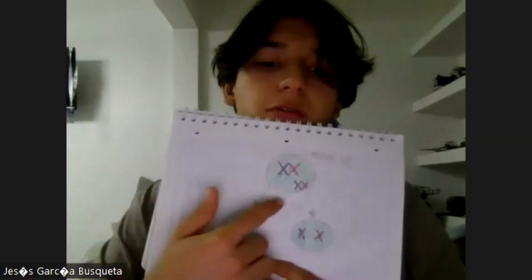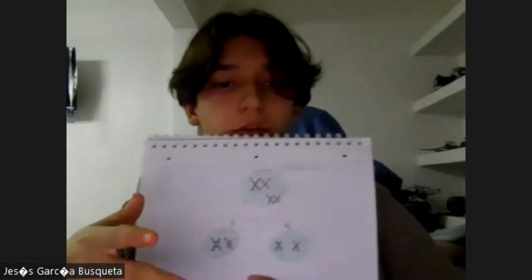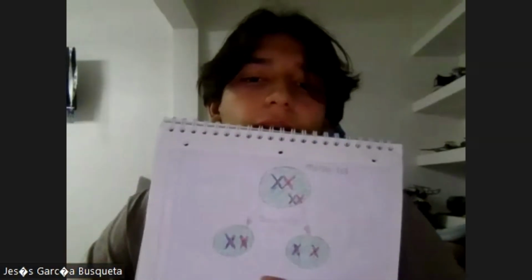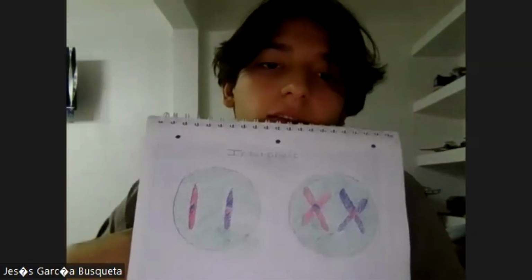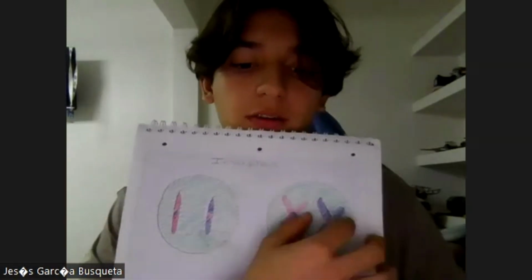Meiosis 1 is when the mother cell divides into two daughter cells. This process is similar to mitosis. Meiosis 1 takes place after the interphase, in which the chromosomes replicate their genetic information into two sister chromatids, causing the cell to grow.